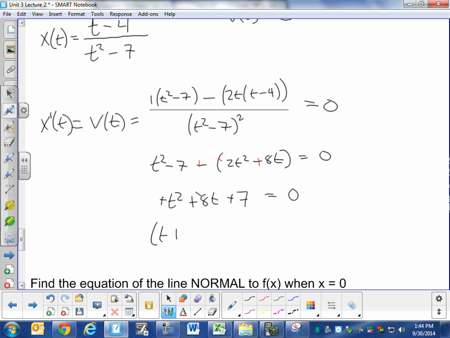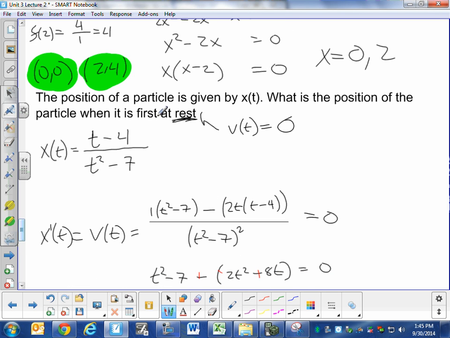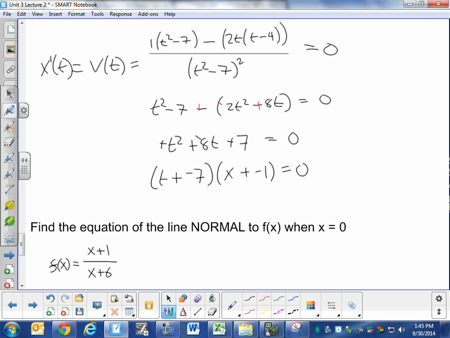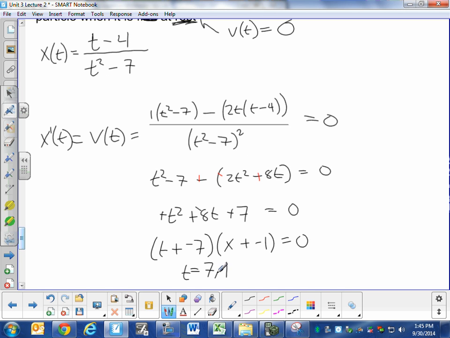So we factor this to be t plus negative 7, and then t minus 1, or t plus negative 1. So I guess it doesn't have to be first at rest. It can just be when it is at rest, because we'll have two values when it's at rest. It's not like an infinite amount of values. So when t is 7 and when t is 1, my particle will be at rest. Its velocity will be 0.